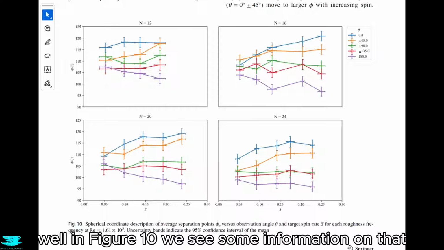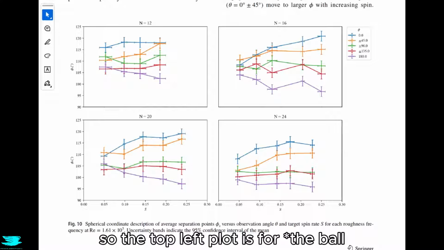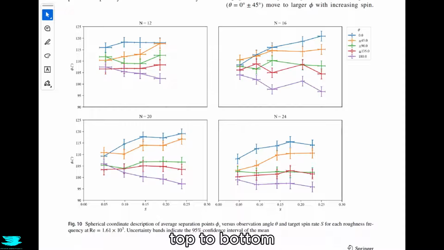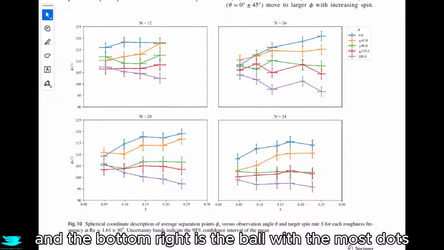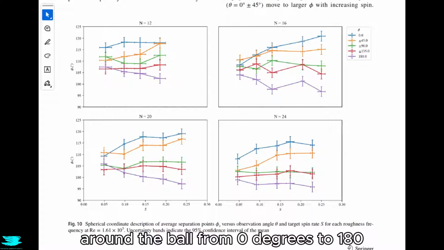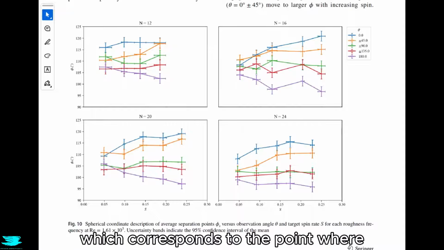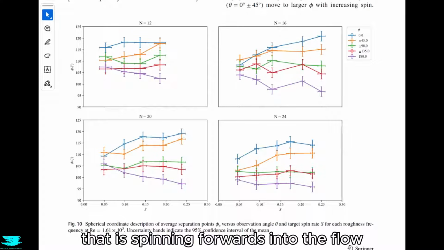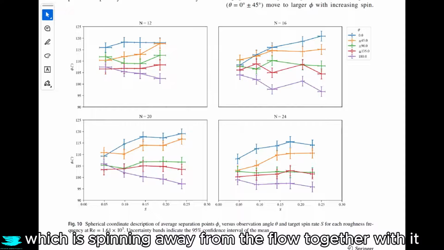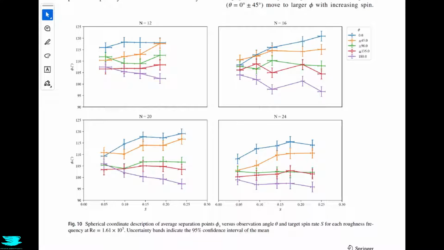Well, in figure 10, we see some information on that. The top left plot is for the ball with the least amount of dots, and then we progress from left to right, top to bottom, and the bottom right is the ball with the most dots. The colors correspond to the different locations around the ball from 0 degrees to 180 degrees. 180 degrees is the top, which corresponds to the point that is spinning forwards into the flow, and 0 degrees corresponds to the bottom, which is spinning away from the flow. Then the other degrees represent the locations from the top to the bottom.